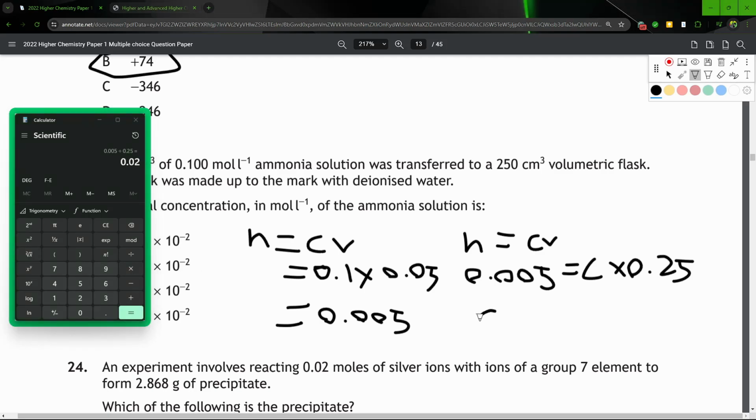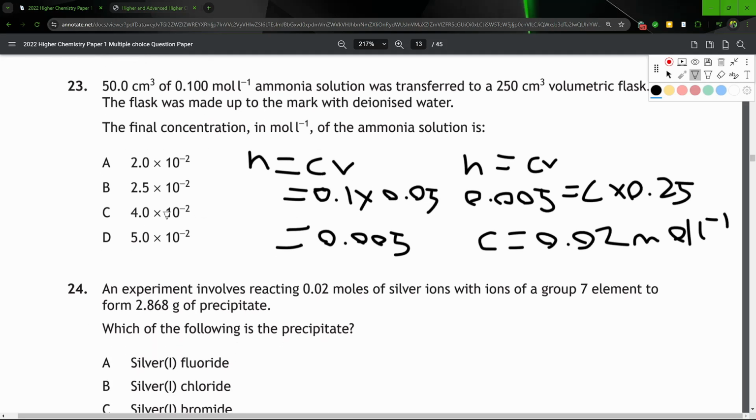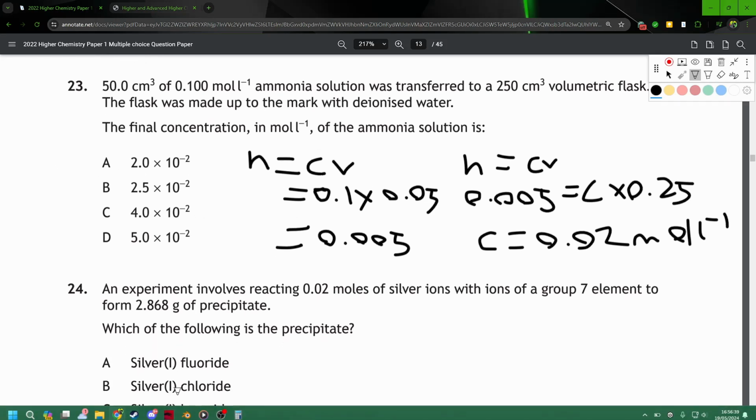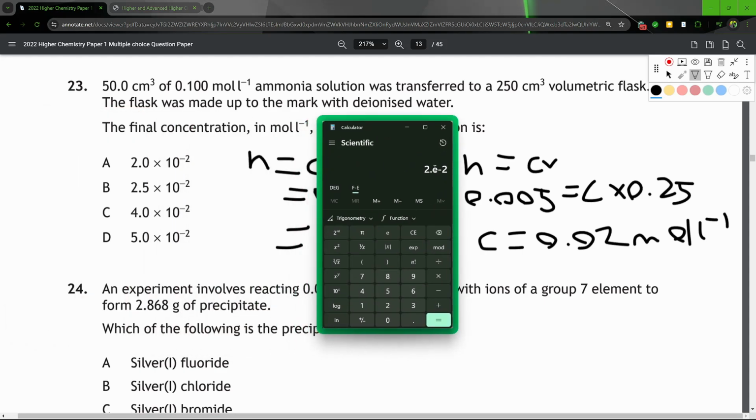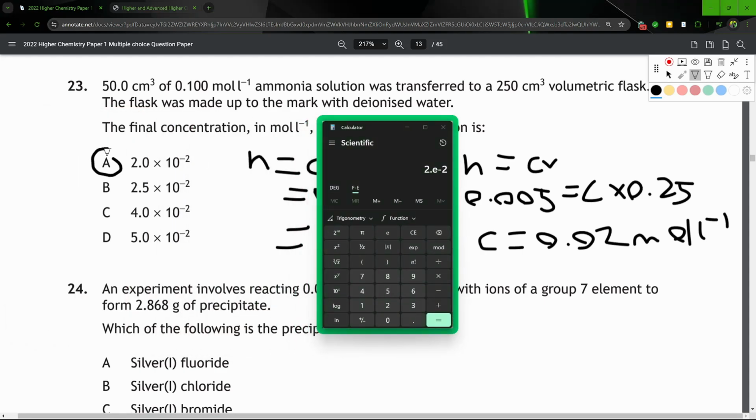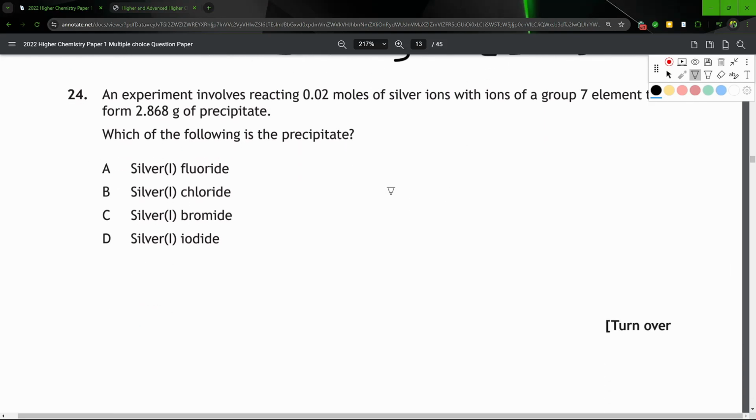Which is 0.2. 0.2, I should say, moles per litre. And that would be A, because you're actually going to calculate it, and I can convert it to scientific form, and that would be 2 times 10 to the power of minus 2. Right, I'll move on. Penultimate question, 24.